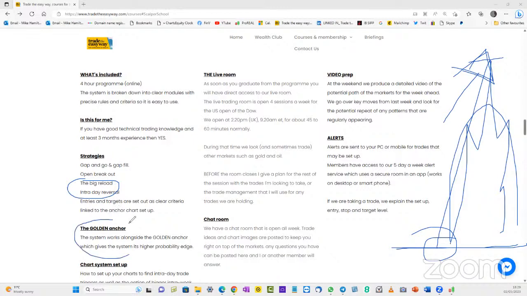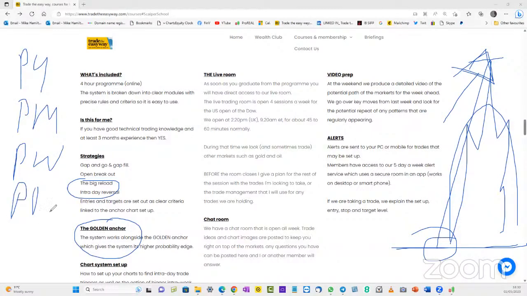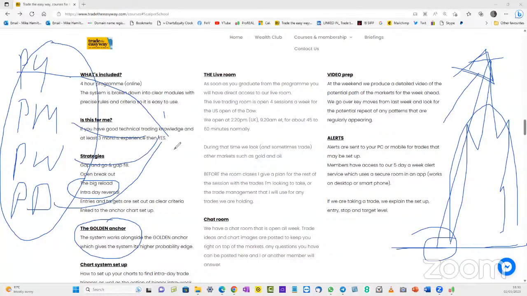The key to my system is this anchor chart. Everything revolves around what I call my golden anchor. So I've got a very specific way of measuring the previous year, the previous month, the previous week, and the previous day. If I get confluence, if all these charts line up to a specific price level and setup, then that's extremely high probability, and trades like that I will have bigger targets for.